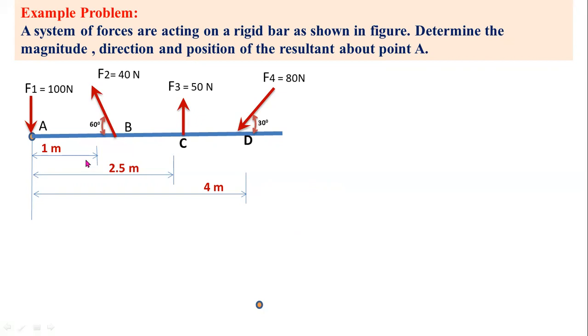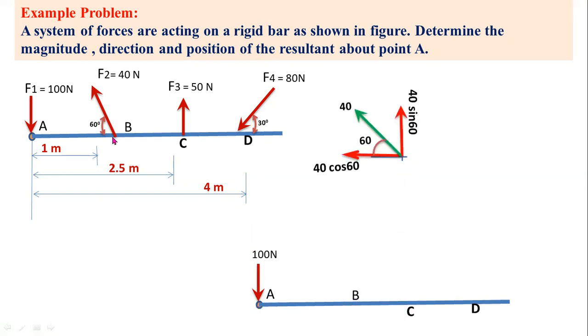Now, how to solve this problem? You have to find out the magnitude, direction, and position of the resultant with respect to point A. So for this problem, you have to convert these two inclined forces into horizontal and vertical forces. Here I consider this vertical force as it is at point A, and for converting this inclined 40 Newton force, I use this formula.